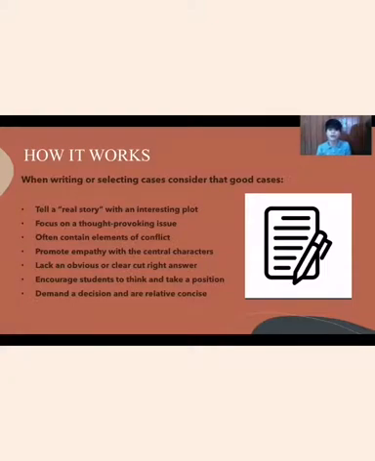How do case studies work? Well, first you will need to craft your case. When writing or selecting cases, consider that good cases tell a real story with an interesting plot, focus on a thought-provoking issue, and often contain elements of conflict. They promote empathy with the central characters, lack an obvious and clear-cut right answer, encourage students to think and take a position, demand a decision, and are relatively concise.